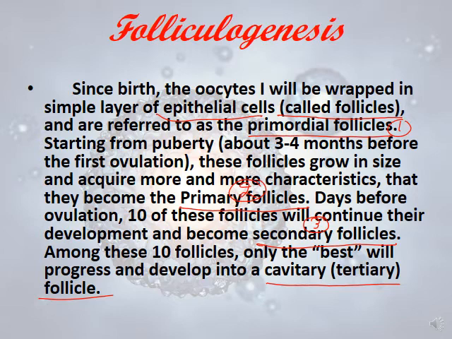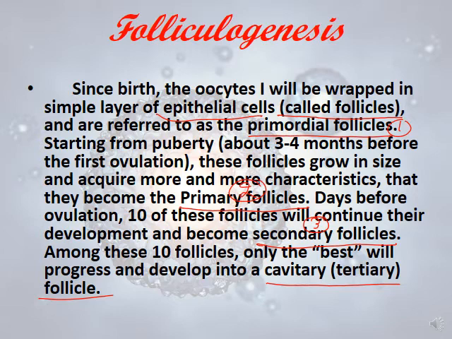Days before the ovulation, only 10 of these will continue their development and form what's known as the secondary follicles. Of these secondary follicles, only one, the best one, with the optimum conditions, will progress and form what's known as the tertiary follicle. This is the process of follicular genesis.